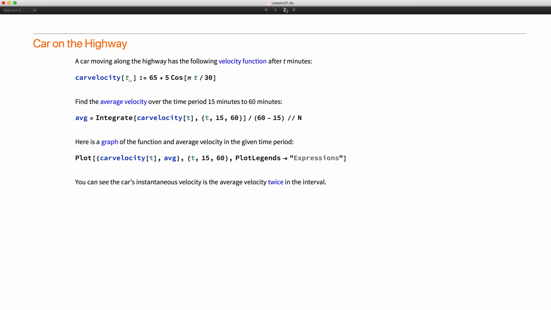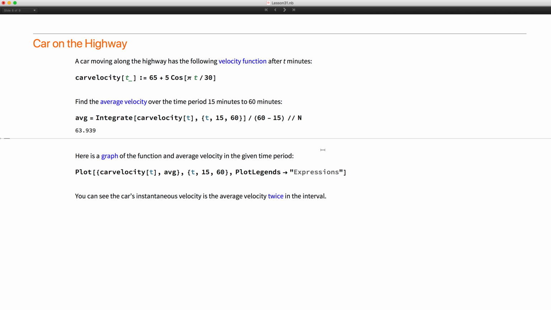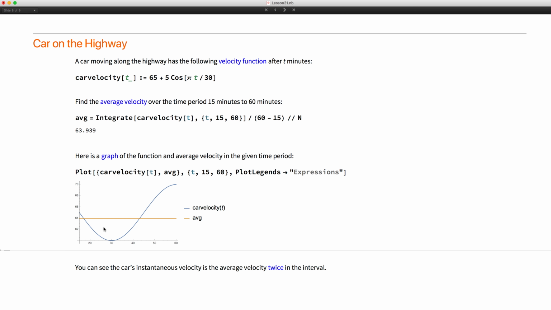As another application, let's look at a car on a highway. So here is the velocity of the car. Now you want to find the average velocity over the time period. So what you do is you simply integrate and divide by the time interval. So here's a plot which shows clearly that the average value is attained at two different points. So the average velocity is attained twice in the interval.